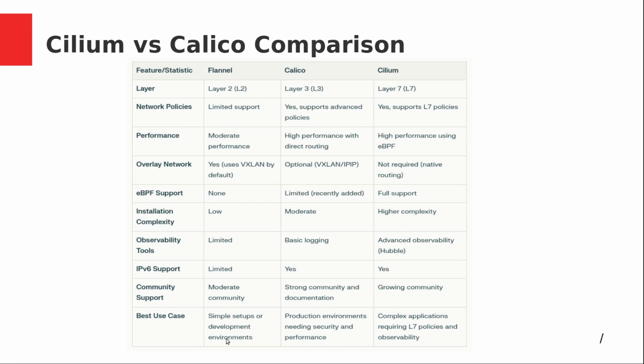And here's an example of use cases. Flannel for simple or dev environments. Calico for a serious production environment where you need both security and performance. And Cilium for very complex where you need level 7 policies and you also need observability.